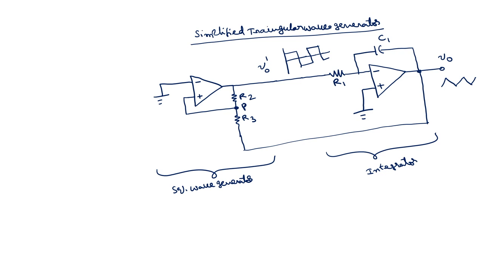Now we can analyze this circuit. If the voltage at the inverting terminal is 0, and the voltage at the non-inverting terminal, which I call Vp, is slightly greater than 0, then what will be V0 dash? Plus Vsat, because this is having positive feedback, so more gain, so the output will be plus Vsat. If Vp is slightly less than 0, the negative value is more than the positive value, so the output will be negative saturation. As a result of that, a square wave will be generated.